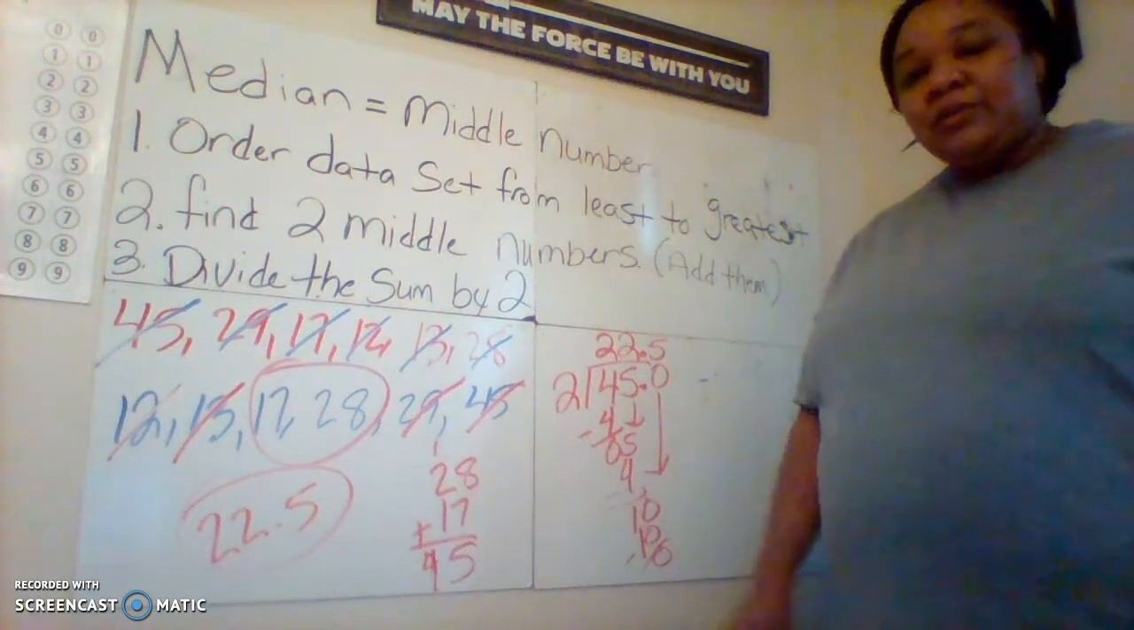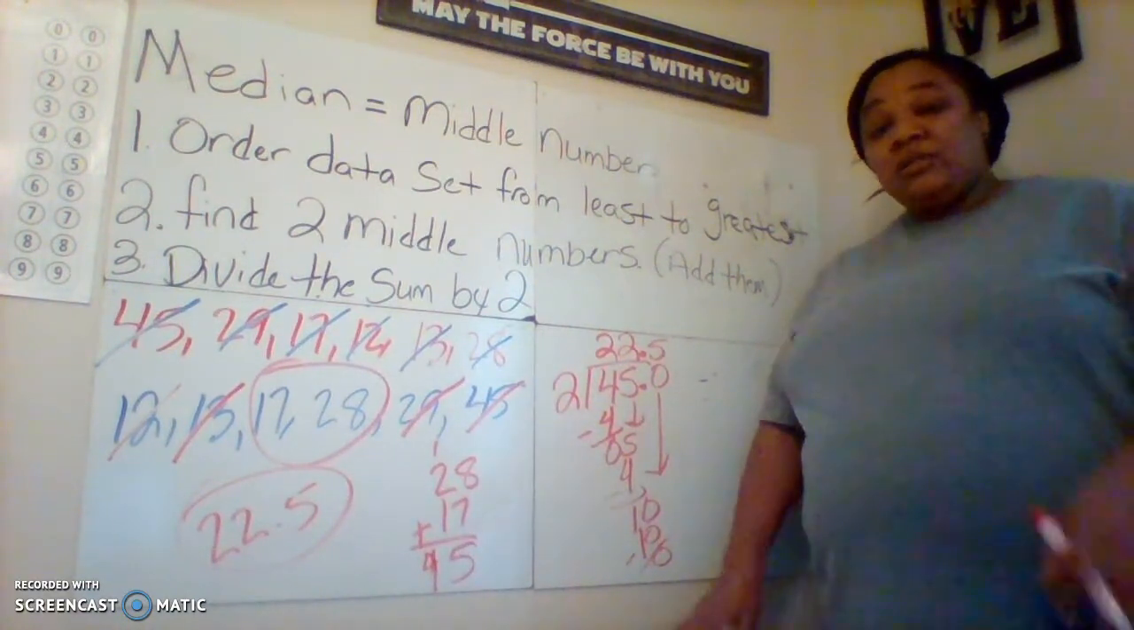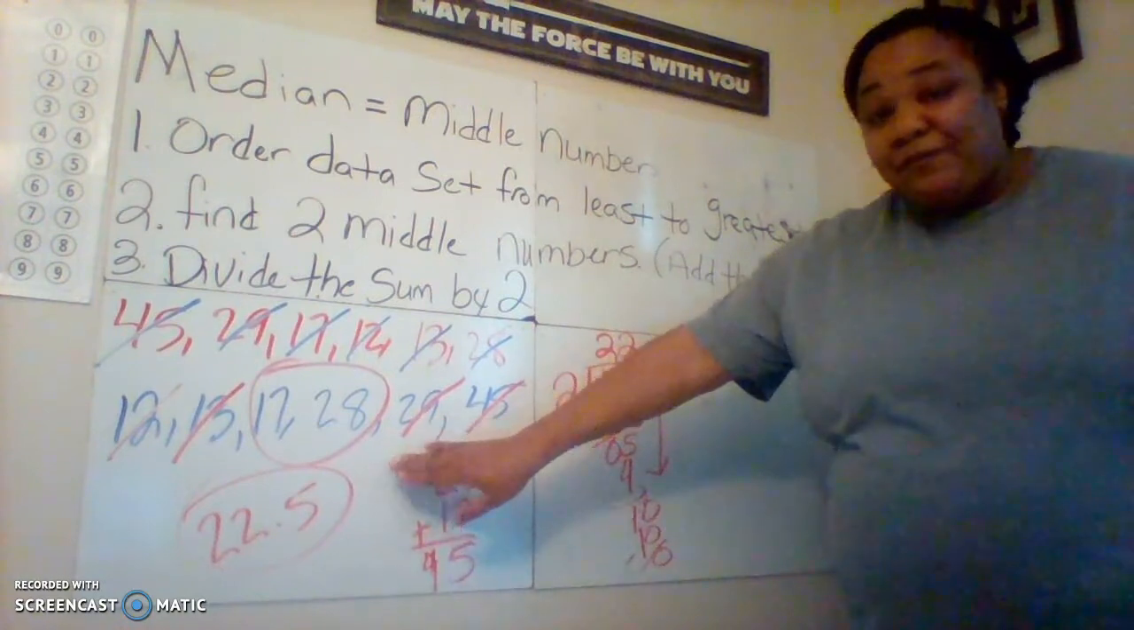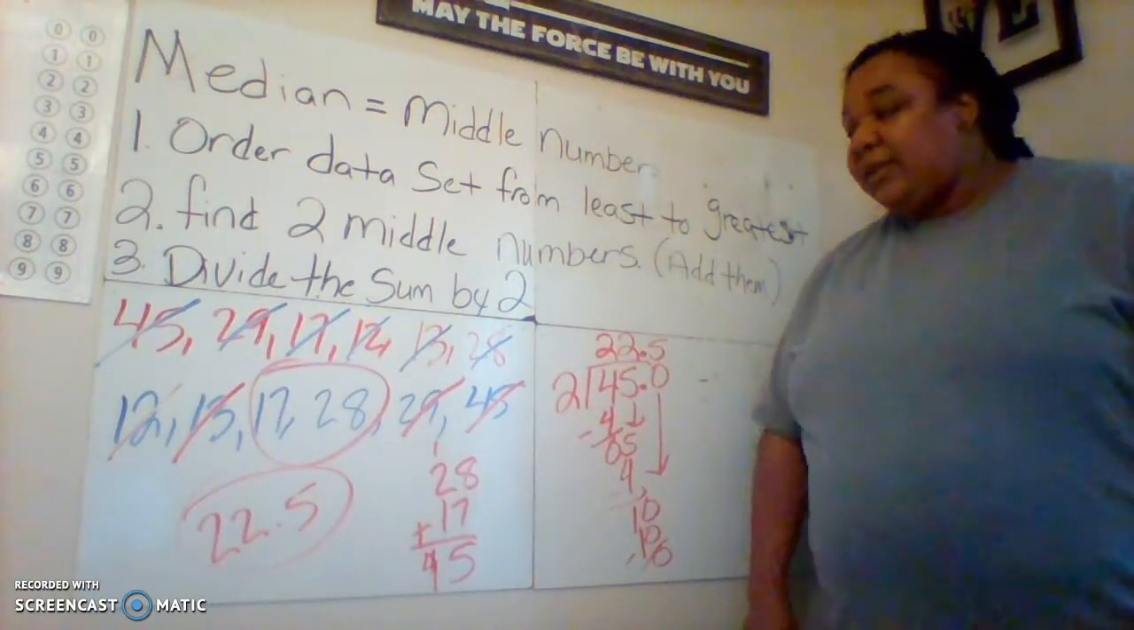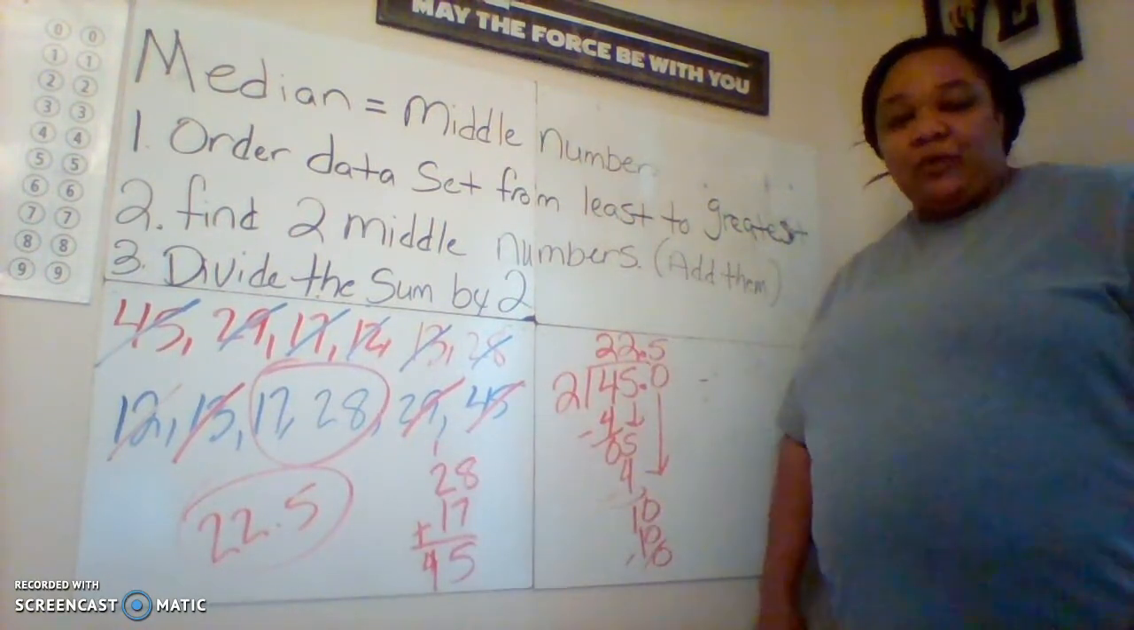Sometimes you're going to have a couple of little decimals there, here and there, which is okay. Because we want to find an accurate median for our data set. And that was our accurate median for our data set.